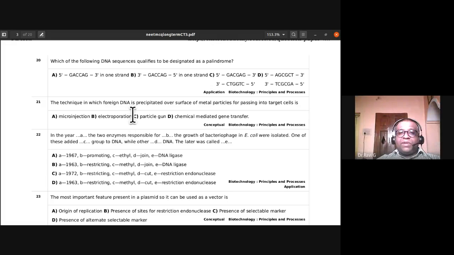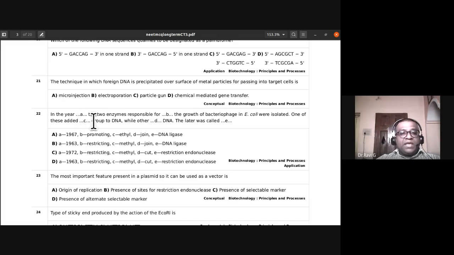Particle gun. Very good. We also call the particle gun a biolistic gun. So particle gun or biolistic gun, okay, gene gun. They are all the same. So remember that. It is done by the particle gun, and the target cells are usually plant cells. Because they have cellulose, they use this biolistic method.